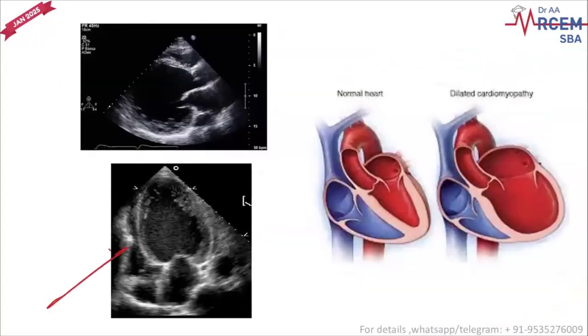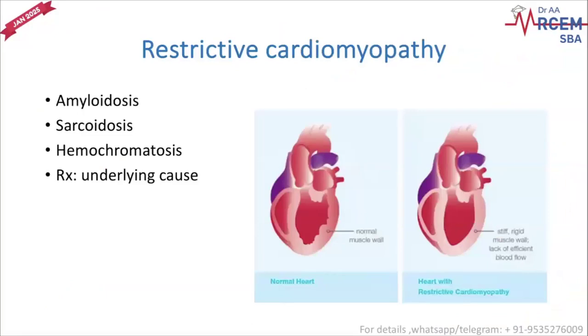So on an echo scan, you can see a large, enlarged ventricle. It is not thickened, but it is enlarged. So it is not thickening that we are talking about. It is the dilatation, the enlargement of the ventricles that we are talking about.